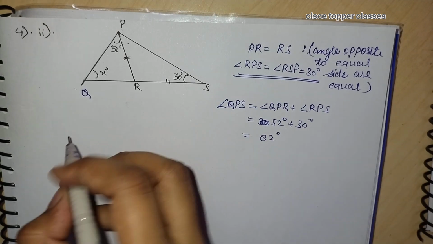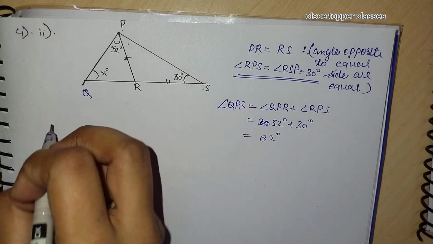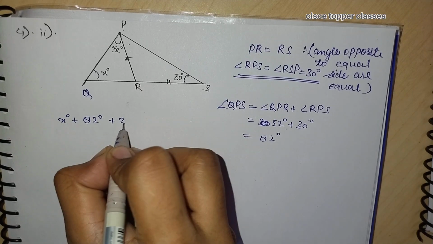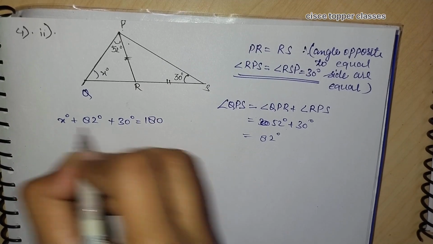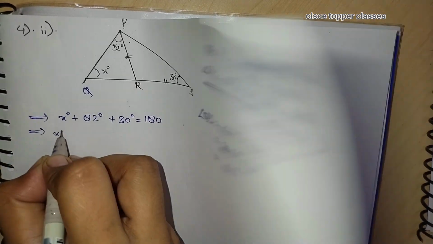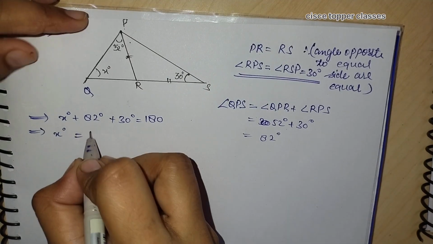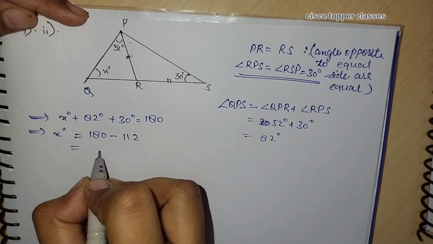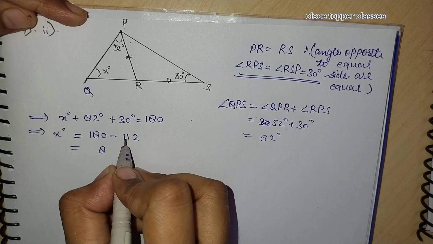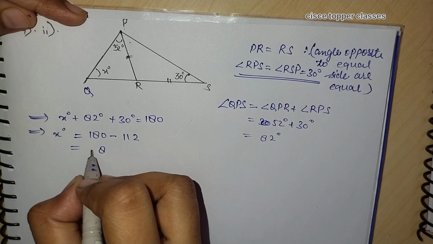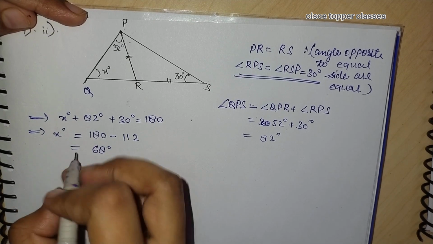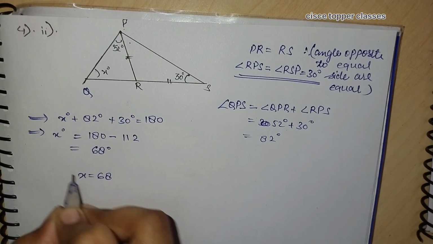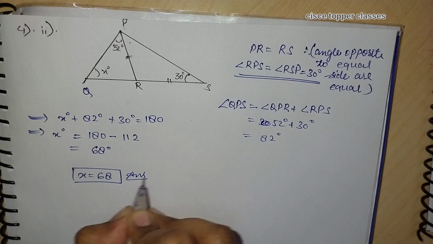Now simply we have to find the value of x. So we will put the triangle sum as 180 degree, means x degree plus 82 degree plus 30 degree is equal to 180 degree. From here we can write it as 180 degree minus 112. So 18 minus 11 is 6, and 10 minus 2 is 8, so 68 degree. So the value of x is 68 degree. From here we can conclude. So this is the final answer here in the second part.